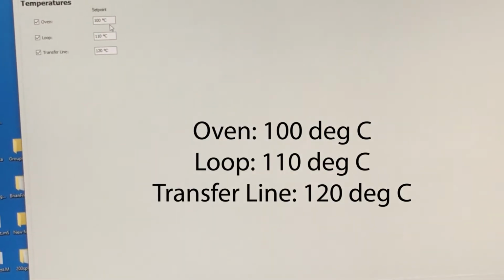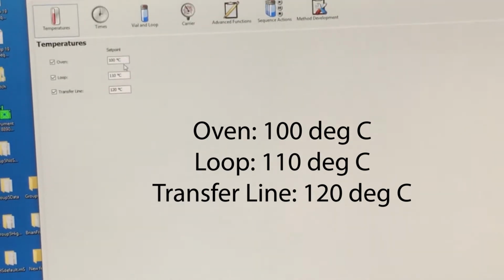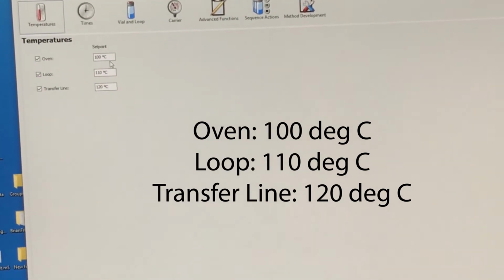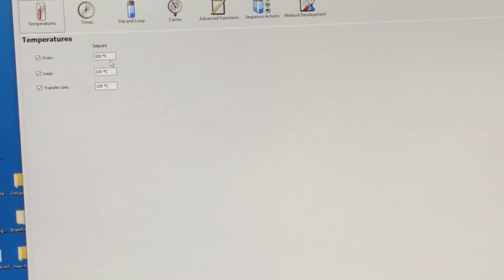You'll notice that the temperatures are increasing as we go from oven to loop to transfer line. And that makes sure that we don't get any condensation when we move from one area to the other, getting our sample into the GC. So I'm going to leave this as is.